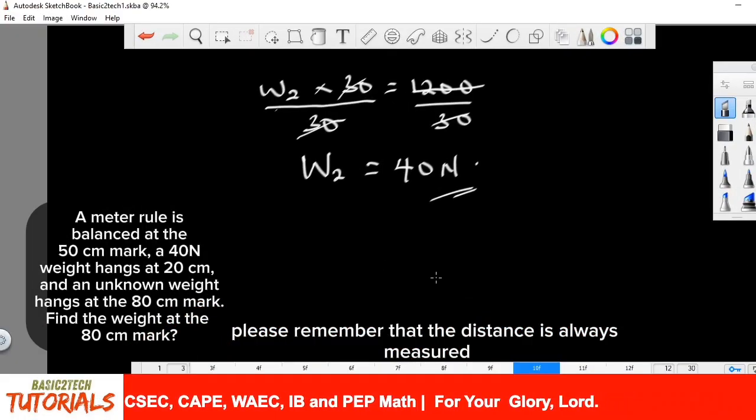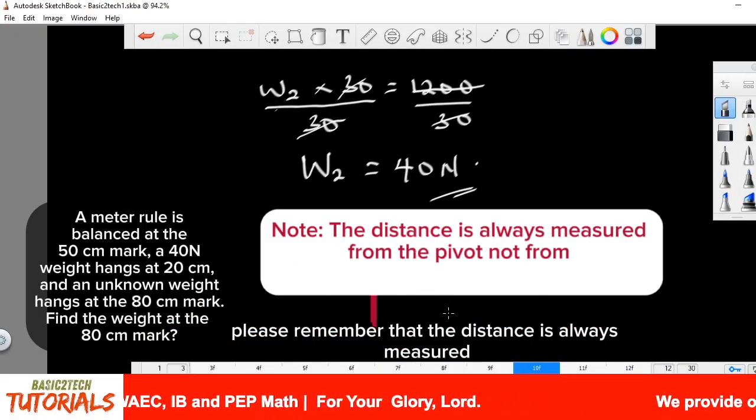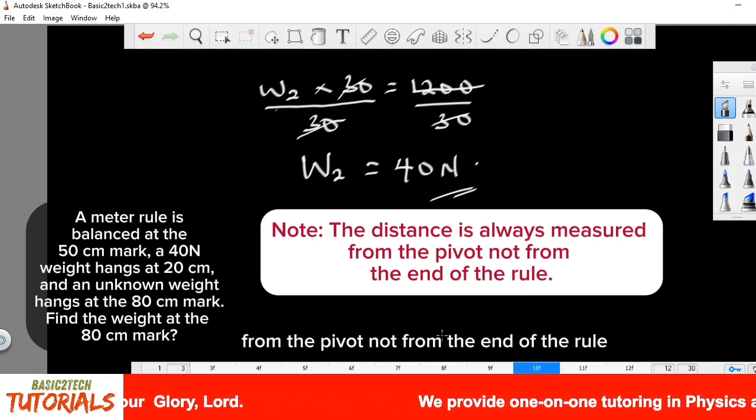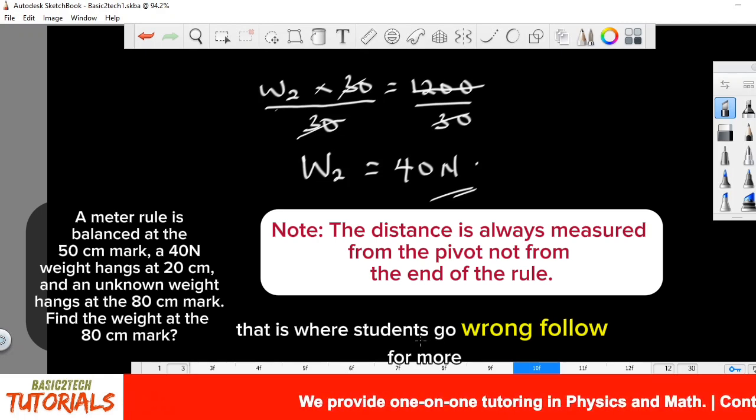Please remember that the distance is always measured from the pivot, not from the end of the rule. That is where students go wrong.